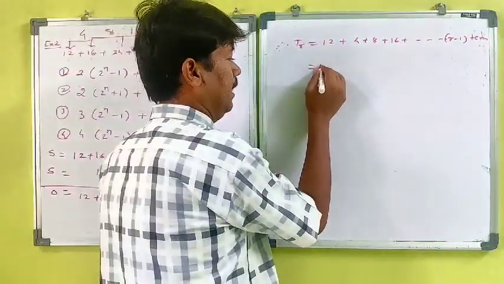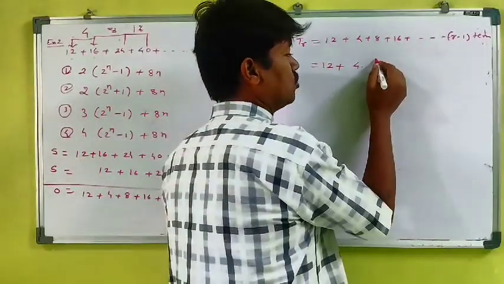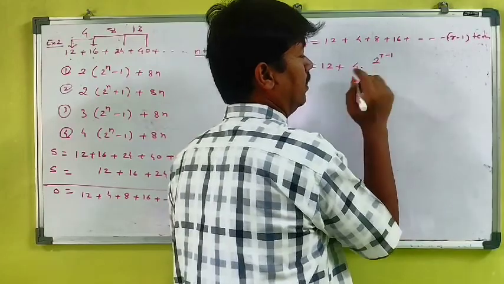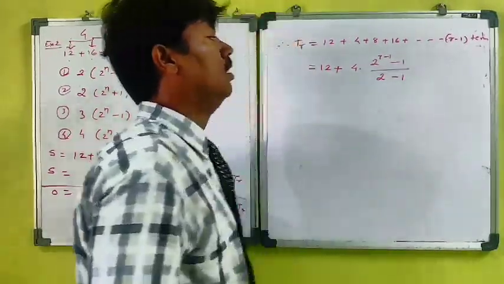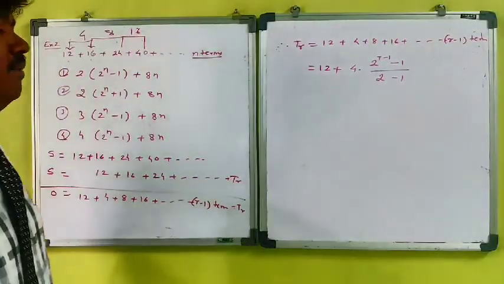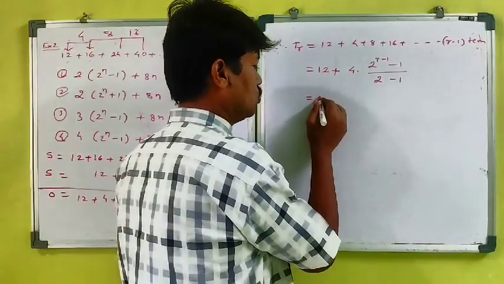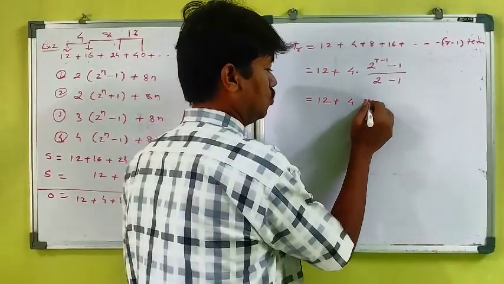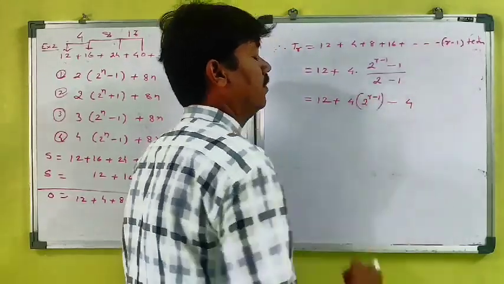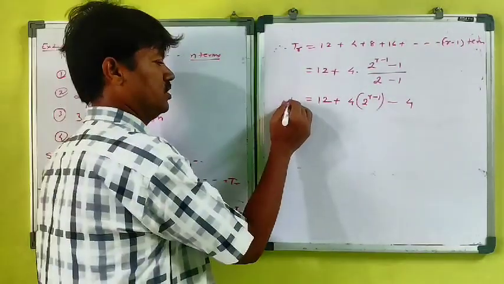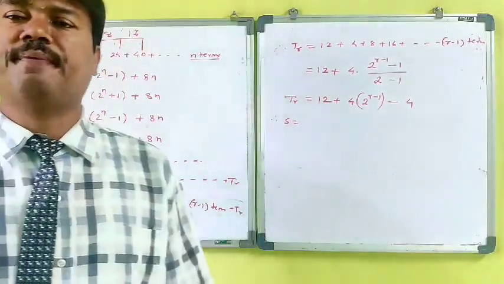So it is 12 plus 4 into 2 raised to R minus 1 upon 2 minus 1. So that is there, that is the TR. We multiply 4 in, so it is 12 plus 4 into 2 raised to R minus 1 minus 4. So that is the TR for this.